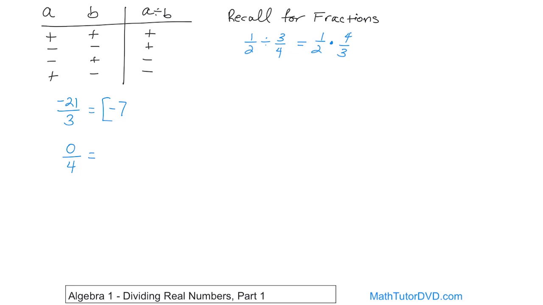All right, what if you have 0 divided by 4? Well, actually, it's a little bit of a trick question. When you have 0 divided by anything, you always get 0. That's just something I want you to keep in mind. When you take something like a 0 and divide by anything, you're always going to get 0. It's neither negative nor positive.